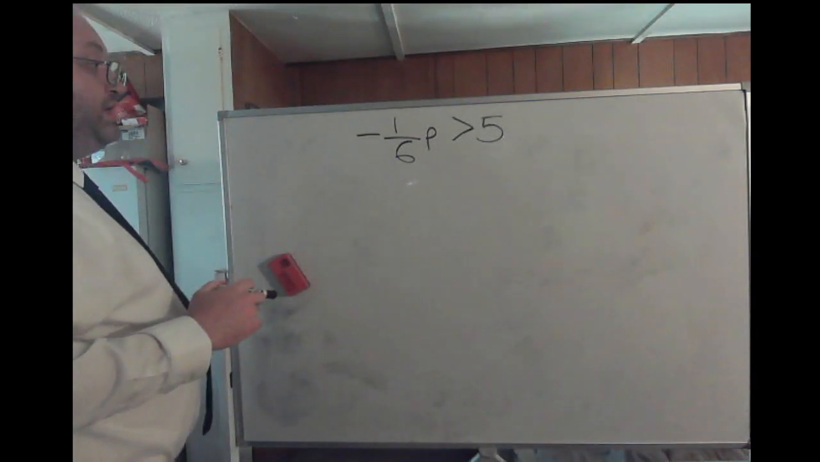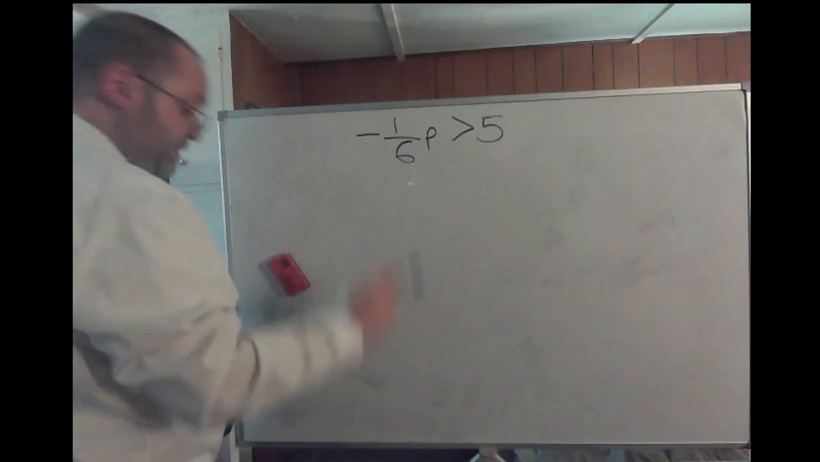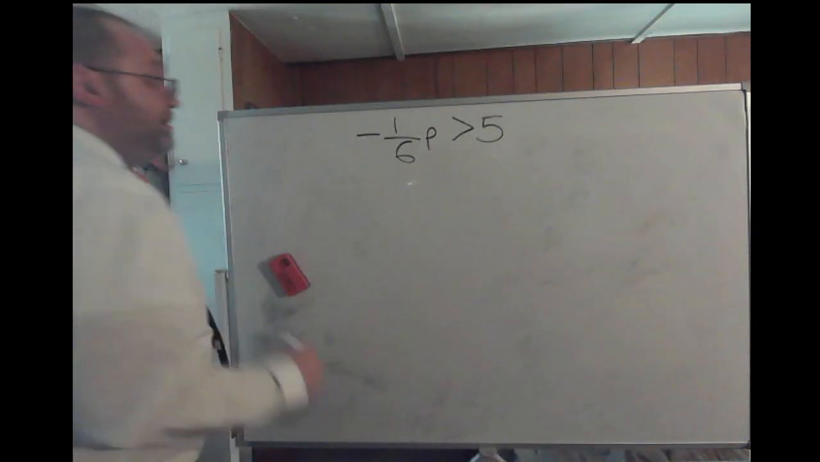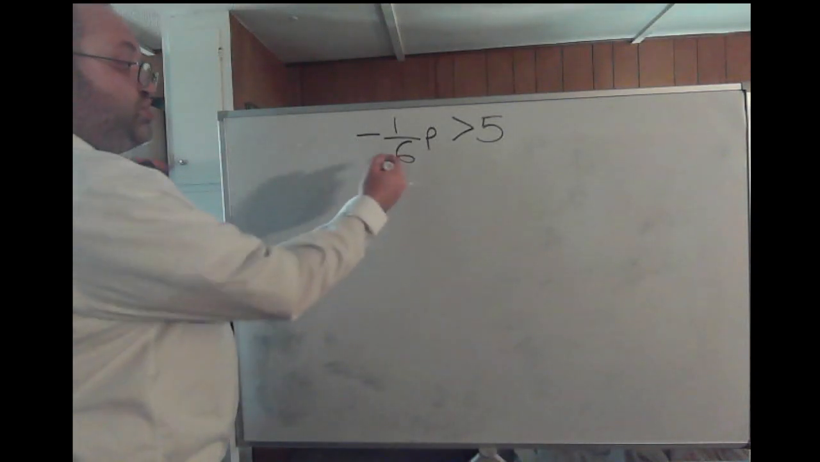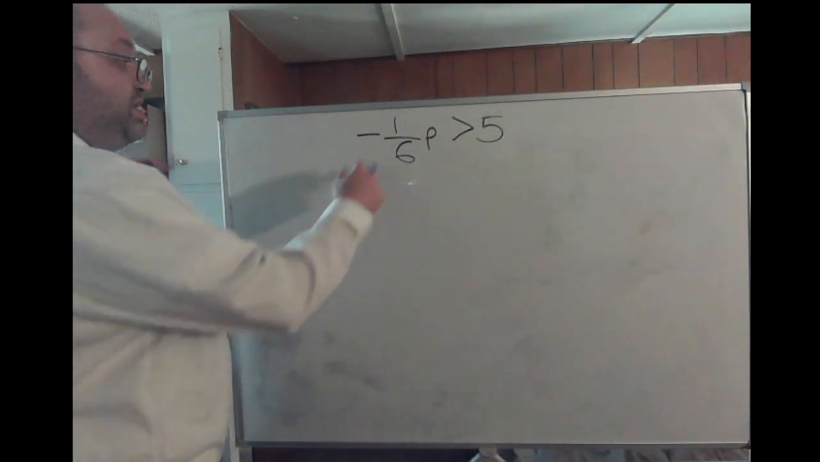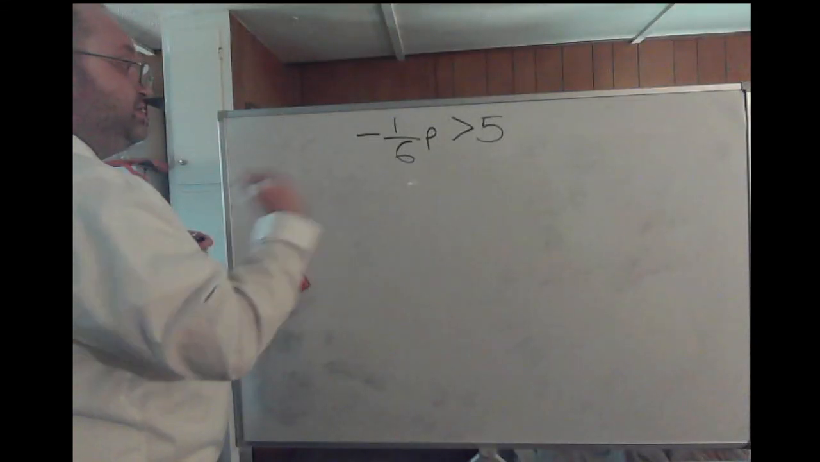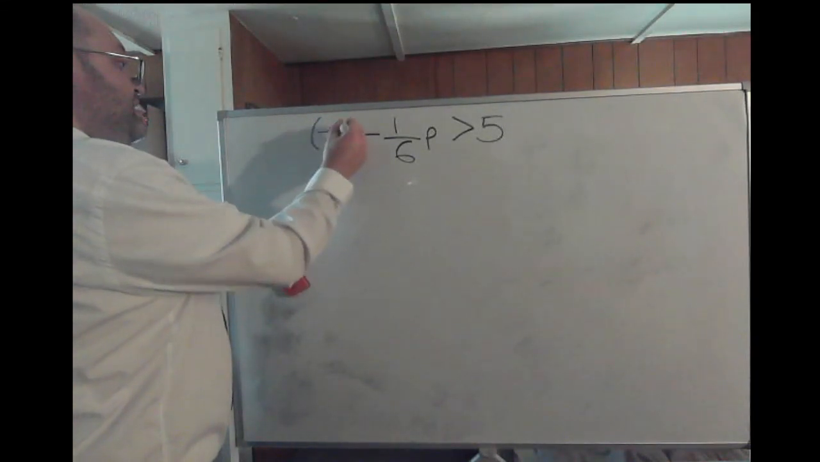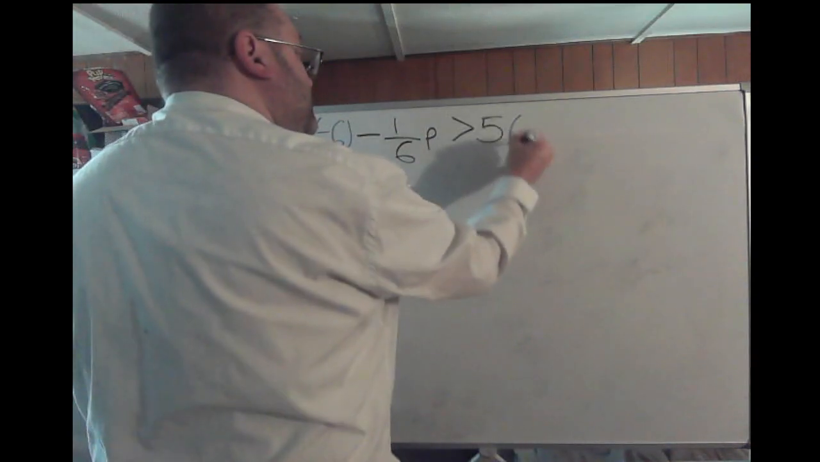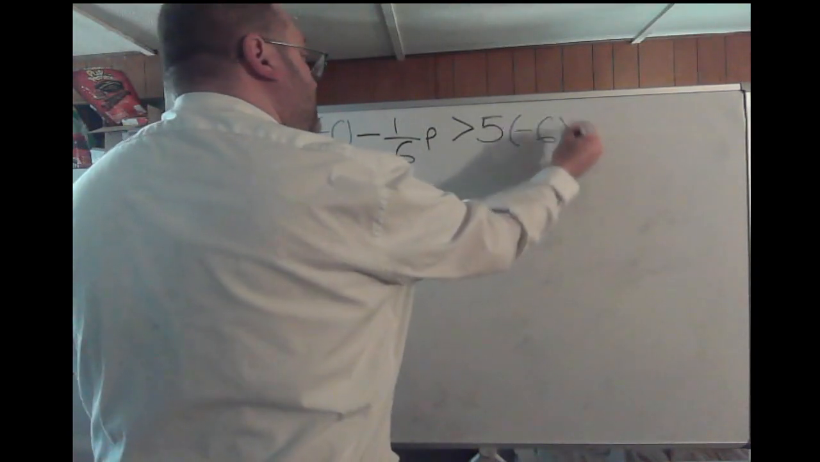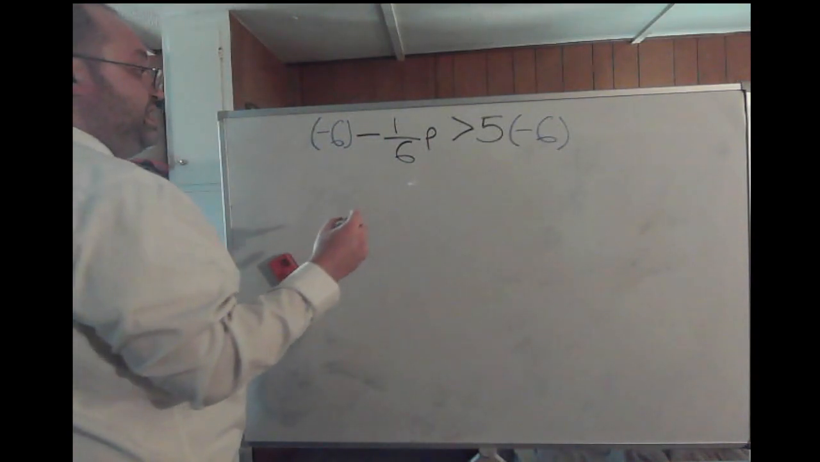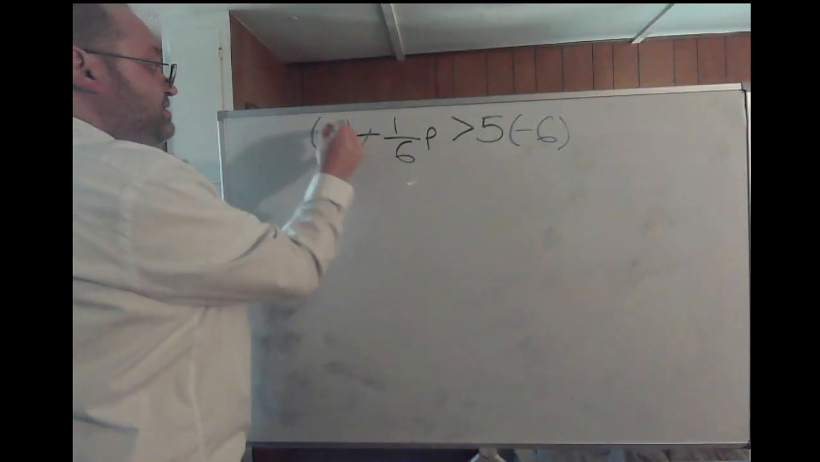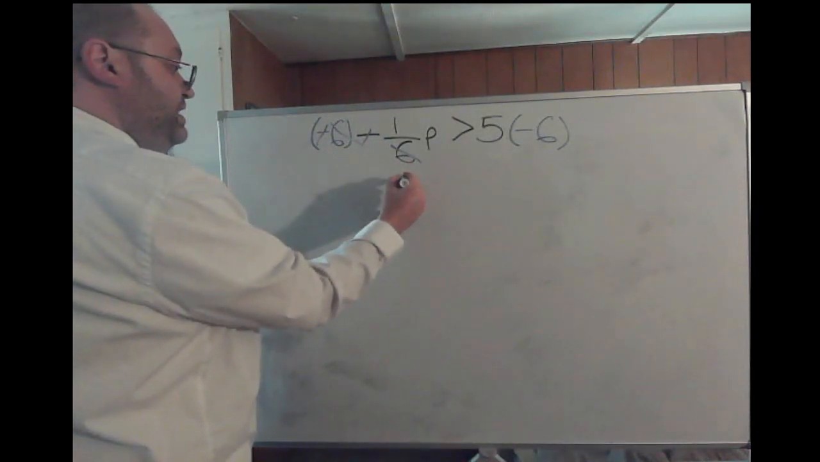Well, we have negative 1/6 p. We want to just find p. Well, of course you multiply by the reciprocal. The reciprocal of negative 1/6 is, well, negative 6. So you multiply each side by negative 6. Alright, so on the left-hand side, the negatives cancel out, so do the 6's. You're just left with p.